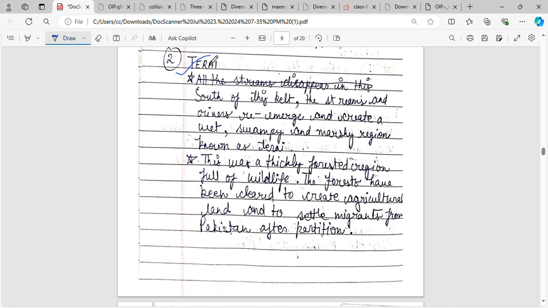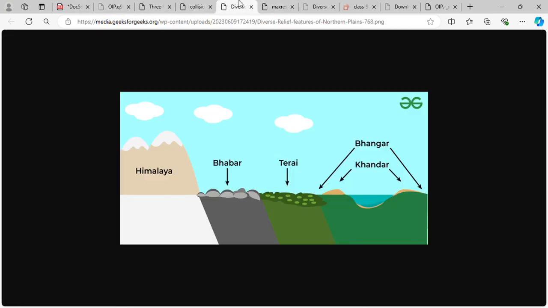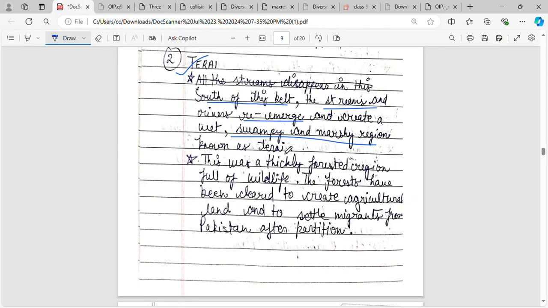The second is Terai. South of this belt, these streams and rivers re-emerge and create a wet, swampy and marshy region known as Terai. So this is a very marshy and swampy area, and all these streams which disappeared in the Bhabar belt reappear in this Terai region. This was a thickly forested region full of wildlife. The forests have been cleared to create agricultural land and to settle migrants from Pakistan after partition.